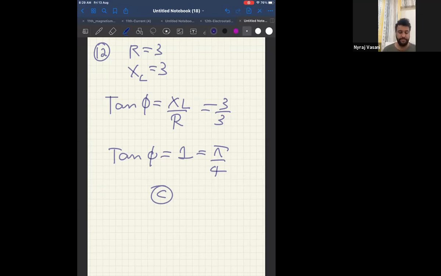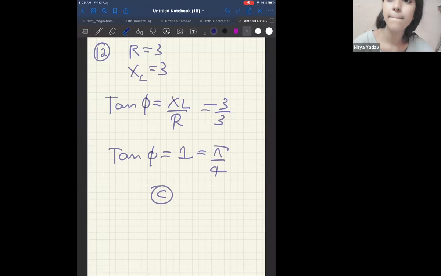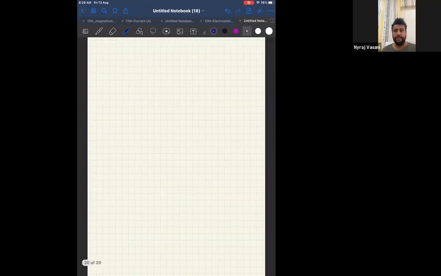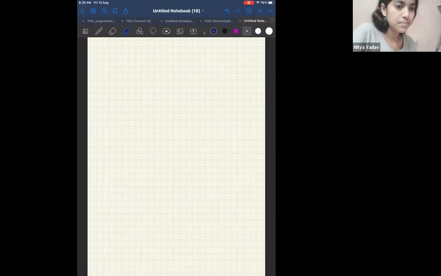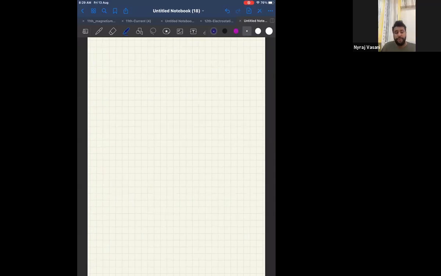Got it? Yes. Question number 13, next homework. Question number 15, we have done it already as a part of our theory questions. Just check question number 15. We have done this question as an MCQ already. So mark question number 15 as done. We have already finished question number 15. Now, question number 16, start.